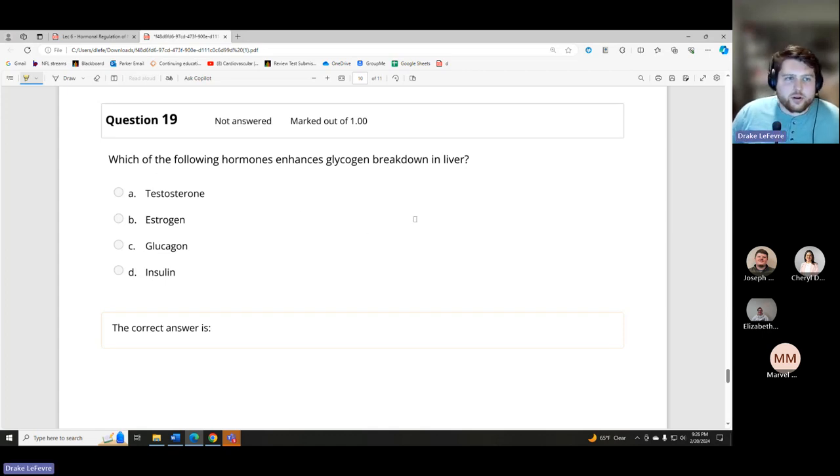Which of the following hormones enhances glycogen breakdown in the liver? Which of the following hormones is going to cause the liver to break down glycogen? Glucagon. See, all the words start to blend together. They do. Oh, yeah. Sweet.